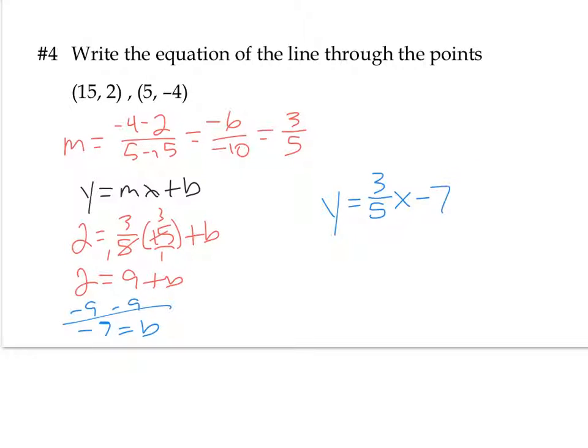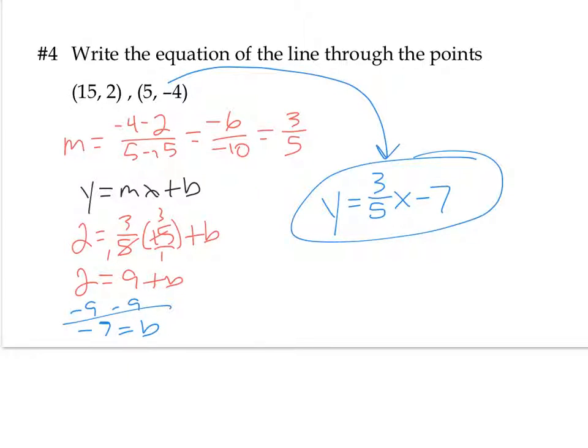3/5 x minus 7. And that should work if you took the point (5, -4) and used that instead of point (15, 2). And if you want to check it, if you're writing the equation of a line, every point on the line should be a solution for the equation. So you could even take that point, plug it in there, and make sure it works.